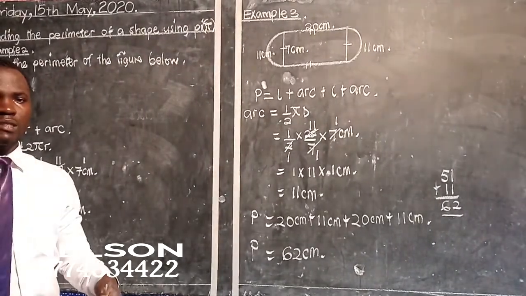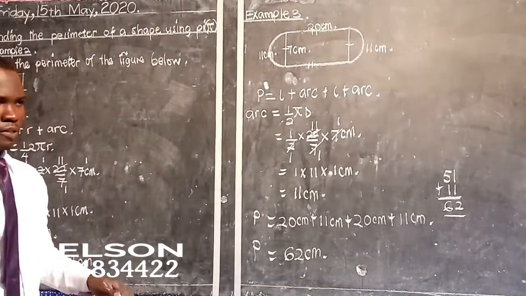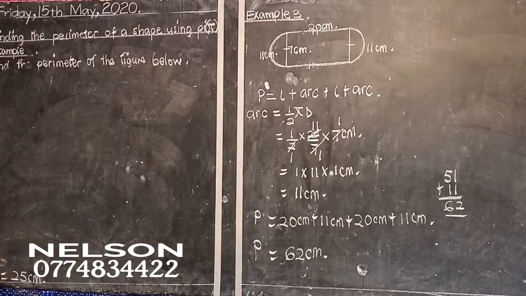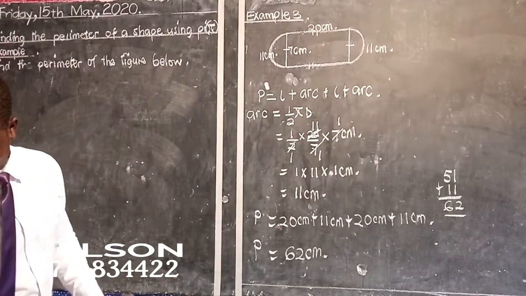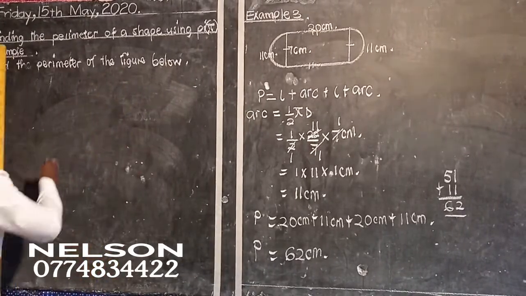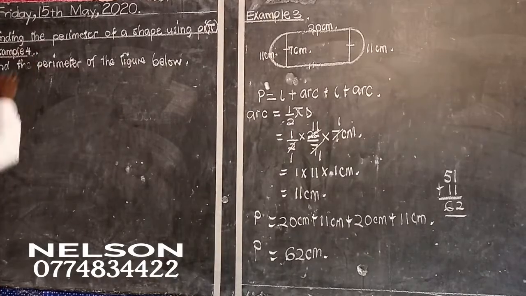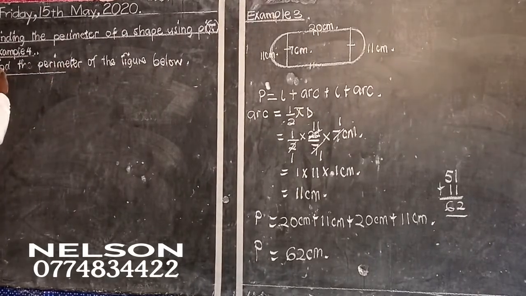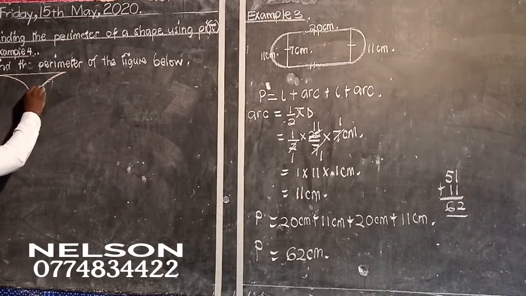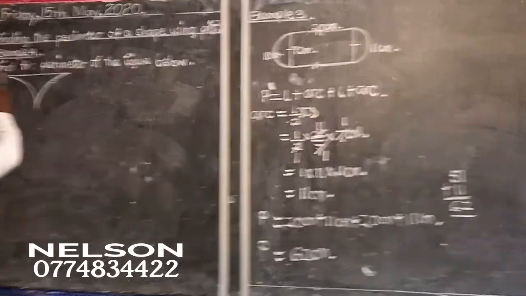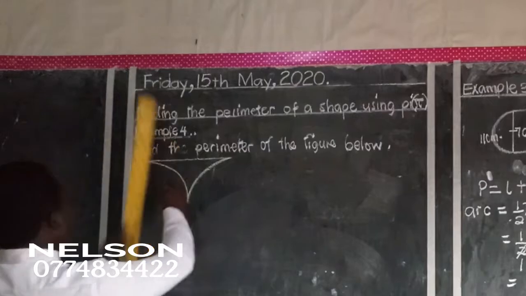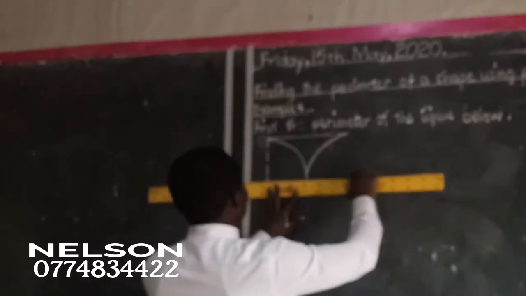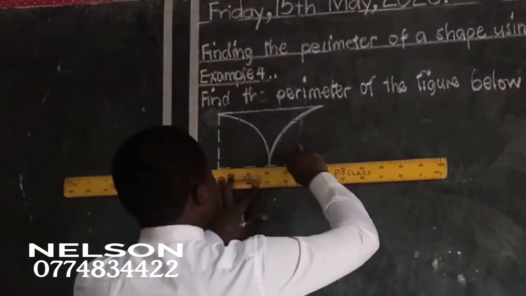I will have one more last example, and I will give you an activity that you are going to do. Now having our last example, example 4, I'm giving you one with some dotted lines.